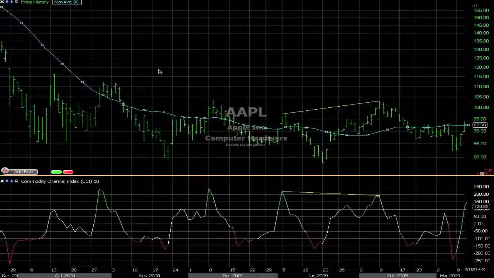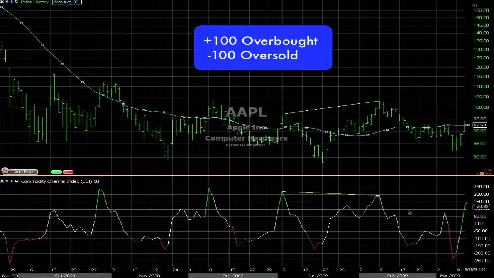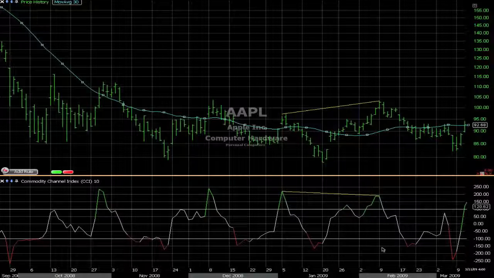Since the introduction of CCI, traders have discovered various new ways to use the indicator. Many traders use plus 100 as overbought and minus 100 as oversold. I've color-coded my CCI to give me the feel of these oversold and overbought scenarios. Now I'll show you how to trade this new theory.